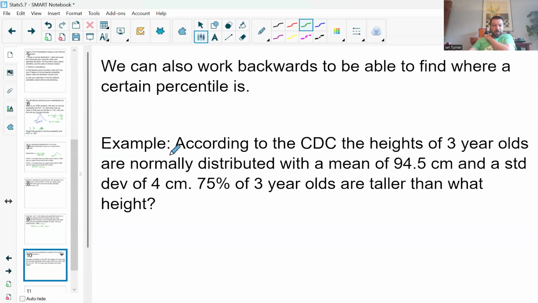All right. So according to the CDC, the heights of 3-year-olds are normally distributed with a mean of 94.5 centimeters, a standard deviation of 4 centimeters. 75% of 3-year-olds are taller than what height? Okay. So now we want to go back to the calc. So it's 94.5 and 4. So we're going to go back to the calculator.